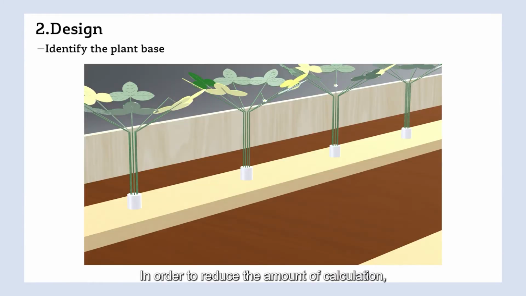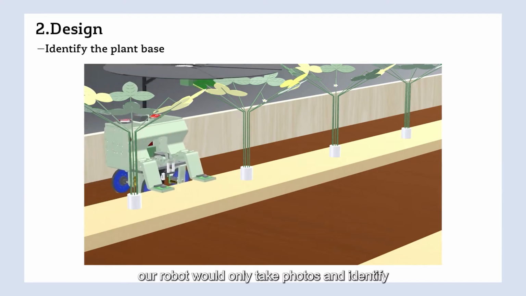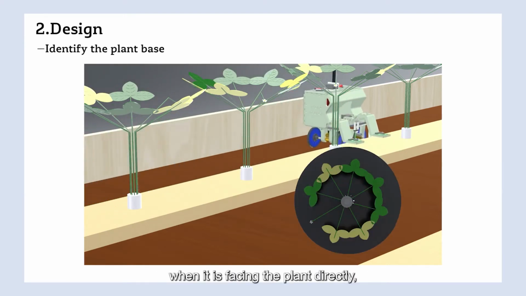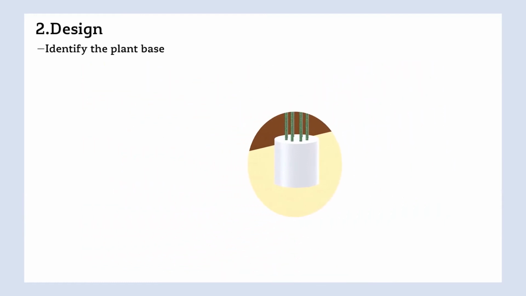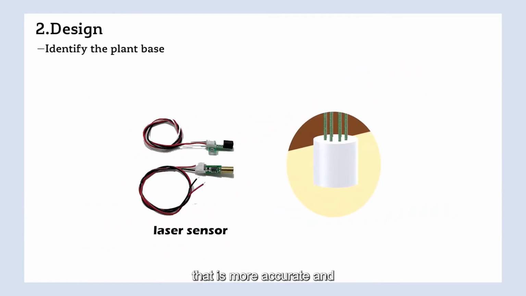In order to reduce the amount of calculation, our robot would only take photos and identify when it is facing the plant directly. So it needs to identify the plant base. We chose a laser sensor that is more accurate and less affected by the environment.